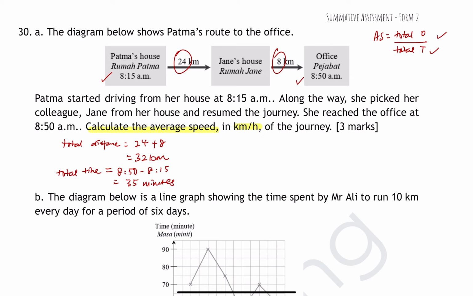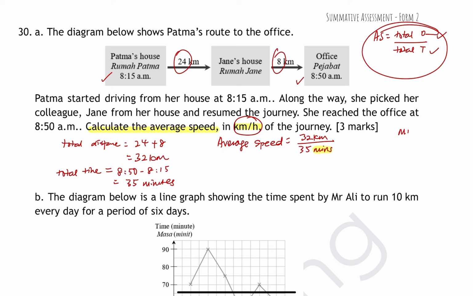Alright, so to make things simpler, you can just follow again your average speed formula. So average speed, you will use 32 km over 35 minutes by right. But since the question requires me to find km per hour, and from here you are looking at minutes, from minutes to hour you will need to divide by 60 because this is a simple conversion, right? So you can just remain your 32 km on top, but as your denominator, you will just put 35 over 60, then change it to hour.